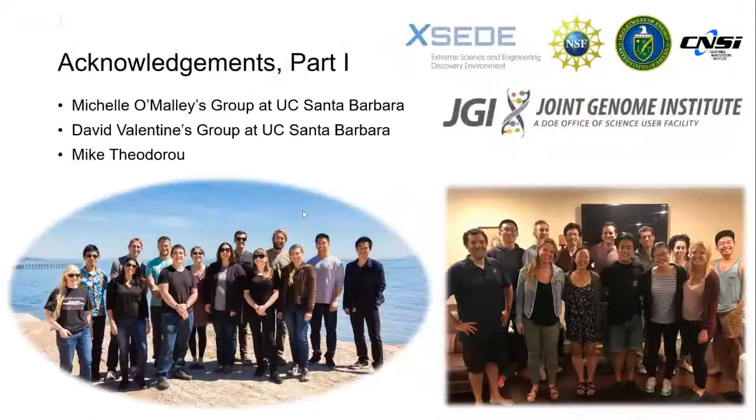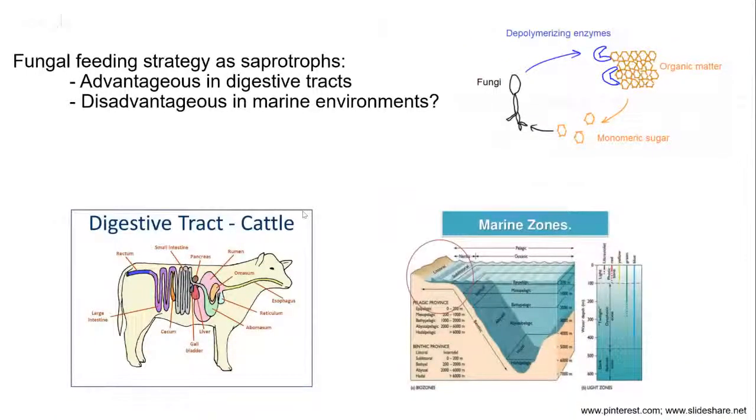Okay, so now I would like to take a moment and ask a question as we transition into the marine environment. If we think about the feeding strategy of a lot of fungi, they excrete depolymerizing enzymes, and these enzymes are used to break down organic matter to produce simpler compounds, which they take back into their cells for growth through osmosis. This may be advantageous in the digestive tracts of herbivorous animals because it's a very dense soup in there. But how about in the marine environment for fungi?